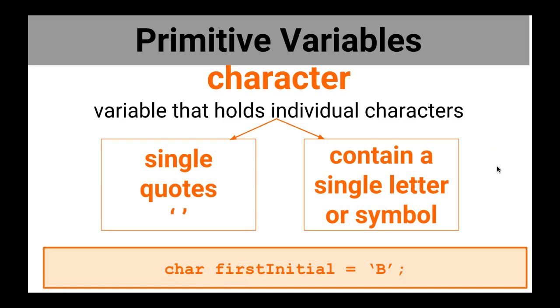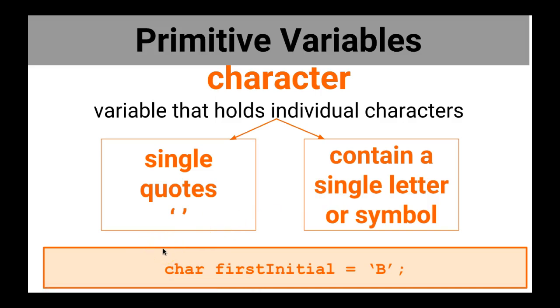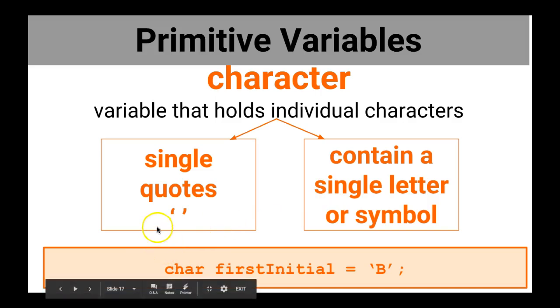Our final primitive variable type is character, a variable that holds an individual character. You would put the character inside single quotes and know that it can only contain a single letter or symbol. How you would declare it is you put char, space, then you name the variable. This one happens to be named first initial. You do the assignment operator of equals, and then finally you put the character in single quotes.